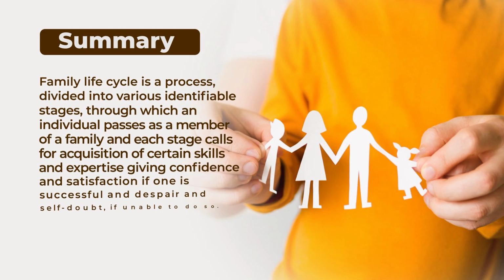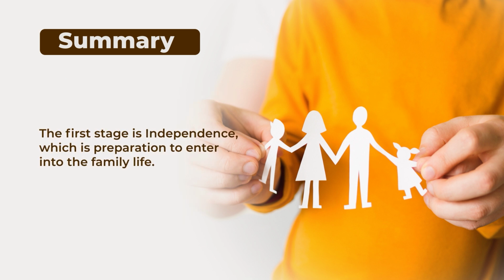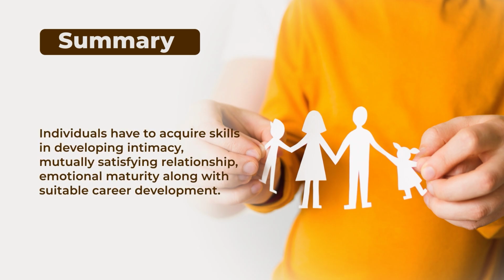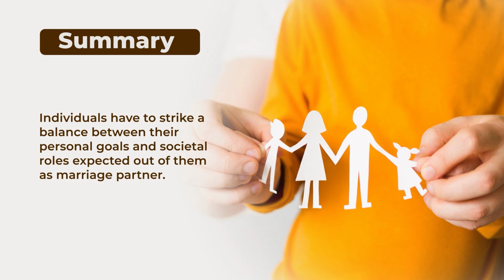Now, to sum up, the family life cycle is a process divided into various identifiable stages through which an individual passes as a member of a family, and each stage calls for acquisition of certain skills and expertise, giving confidence and satisfaction if one is successful, and despair and self-doubt if unable to do so. The first stage is independence, which is preparation to enter into family life. Individuals have to acquire skills in developing intimacy, mutually satisfying relationships, emotional maturity, along with suitable career development. Individuals have to strike a balance between their personal goals and societal roles expected of them as marriage partners.